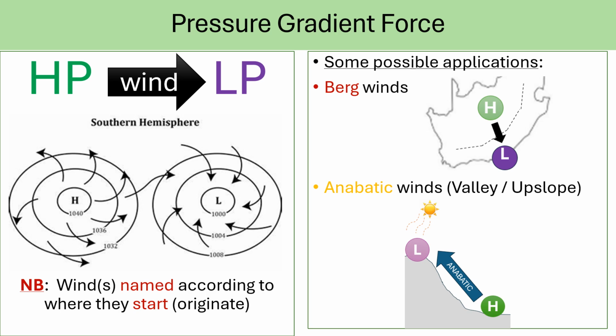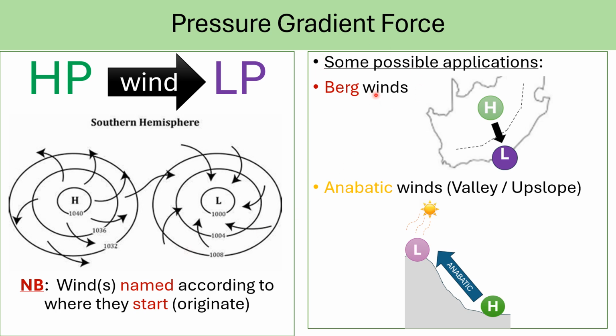The pressure gradient force explains the movement of air from an area of high pressure to an area of low pressure. In other words, wind, which is moving air, always blows from a high to a low. It is also important to remember that winds are named according to where they blow from. For example, a southeasterly wind originates or starts in the southeast.